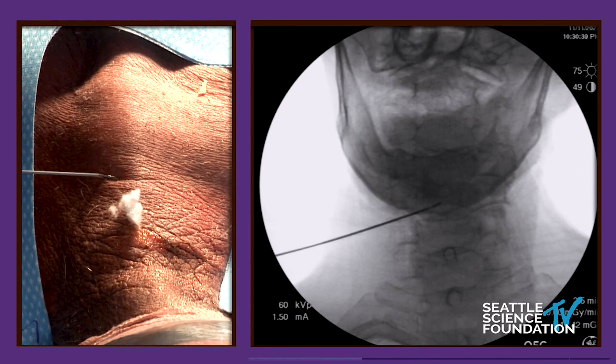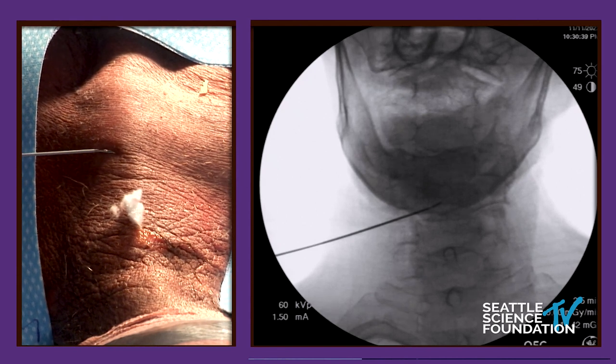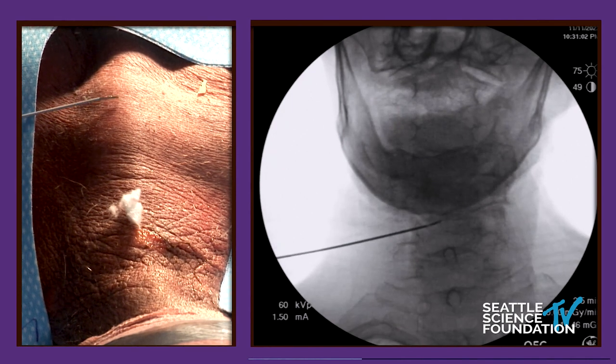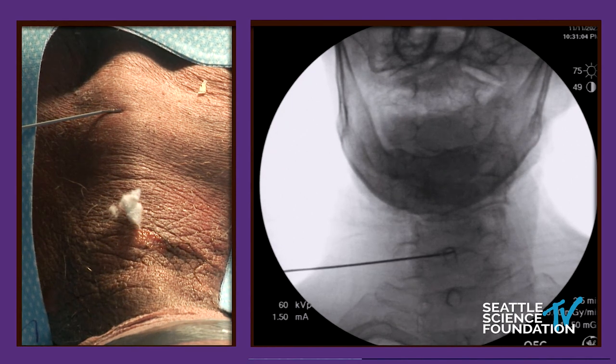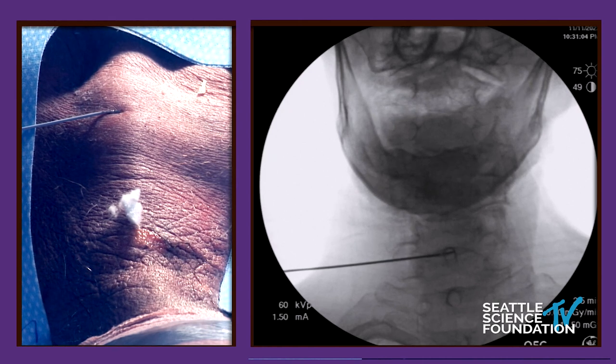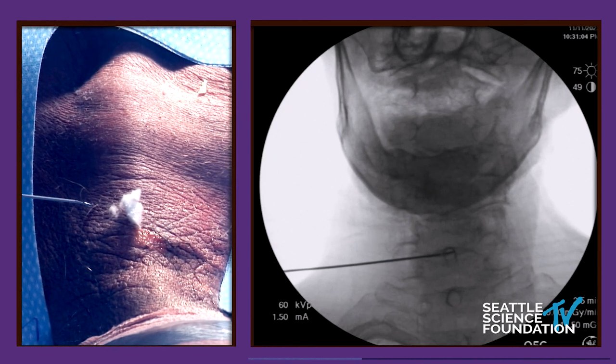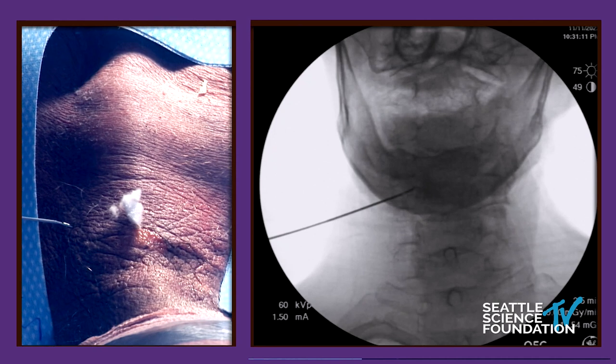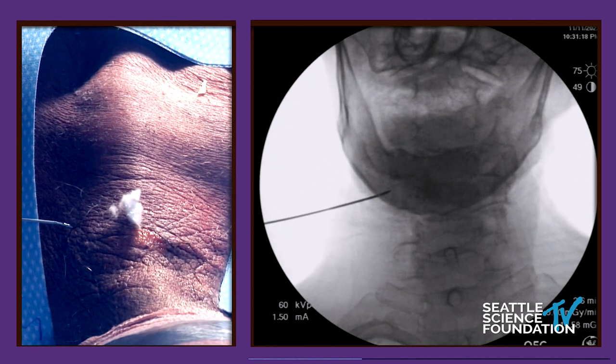So I see C7 stands out here, but I'm not sure that I am going to be able to identify the others based on the rigidity and the positional challenges of this specimen. Picture, please.